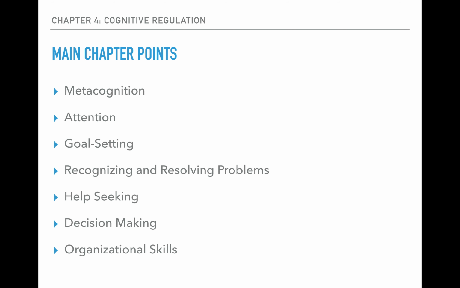The chapter has lots of main points, and I'm definitely not going to talk about all of them, but the major sections in the chapter are about metacognition, attention, goal setting, recognizing and resolving problems, help seeking, decision making, and organizational skills. These are all things that help students regulate themselves cognitively. So they're really important. And they're things that you might want to implement in your plans in future assignments. So I think this chapter is particularly important.